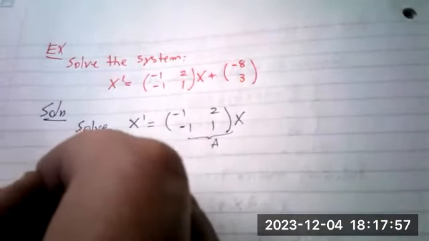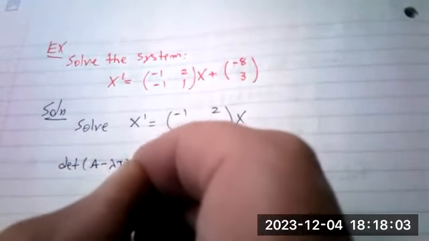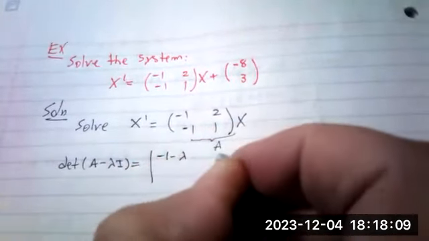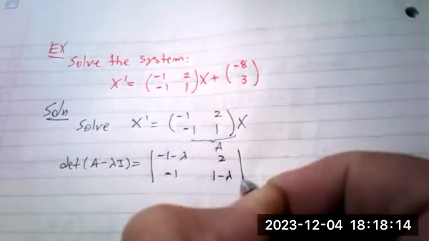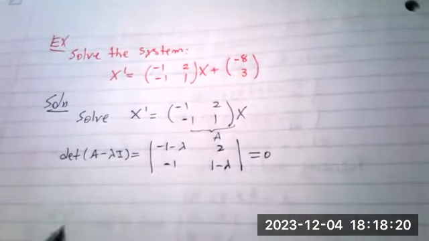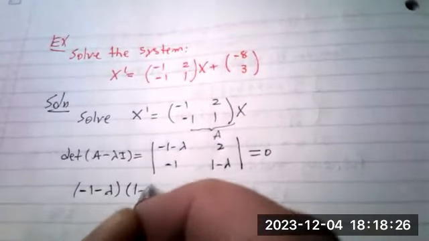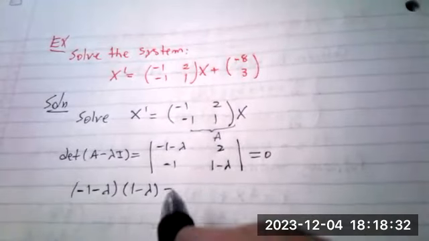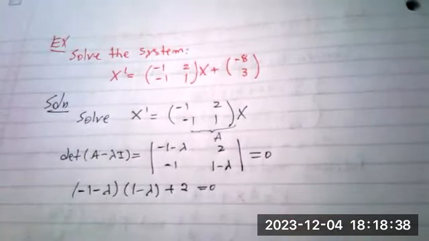Okay, so the determinant, as we did it before, the determinant of A minus lambda I, which is going to be the determinant of this matrix, is -1 minus lambda, and this is 2. And this is going to be -1, 1 minus lambda. This must be equal to 0. So cross multiply to get it. So it's going to be -1 minus lambda times 1 minus lambda. And this is going to be minus. We multiply to get -2, and the opposite sign makes it positive 2. Positive 2 equal to 0.